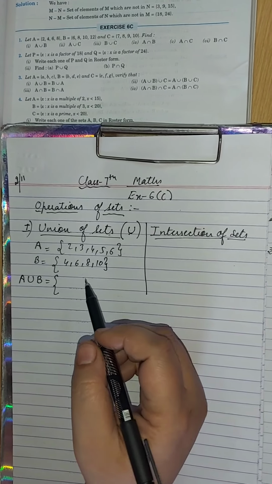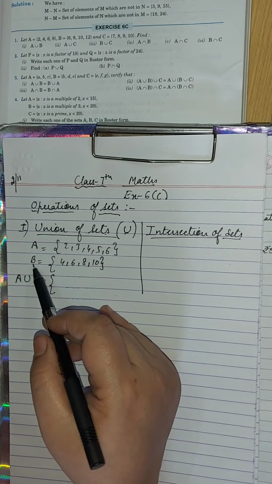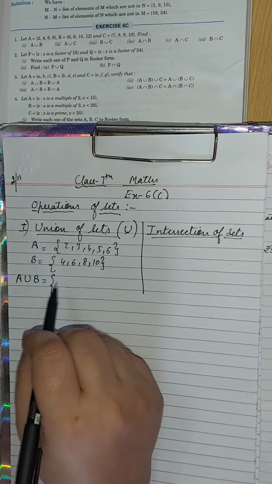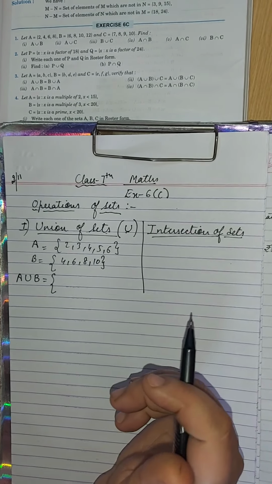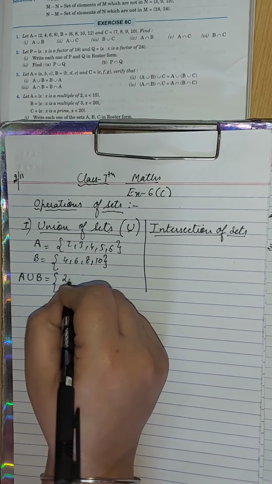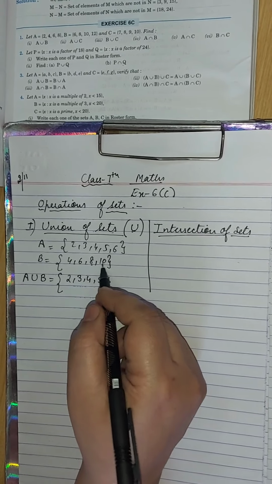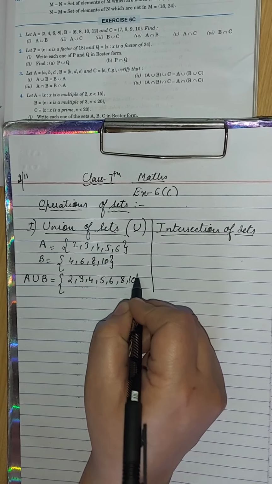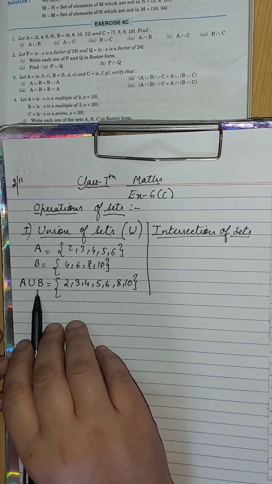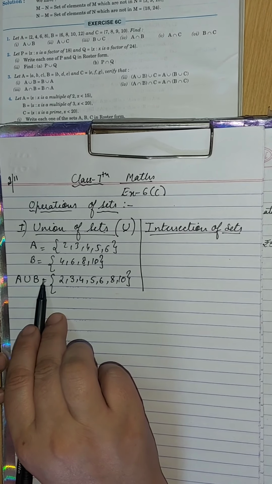We have to take all the elements which are in set A and in set B combined. A और B में जो भी एलिमेंट है उसको A union B में कंबाइन करके लिखने हैं. कैसे? 2, 3, 4, 5, 6, 8 and 10. We will write these elements combined, which we know as A union B. दोनों सेट को कंबाइन कर दिया, that is A union B.